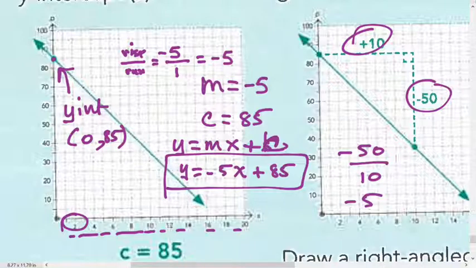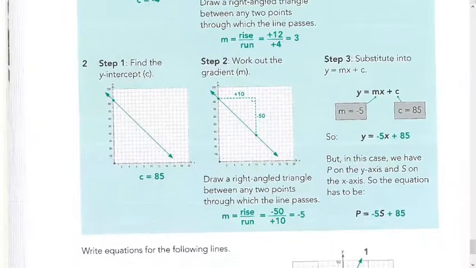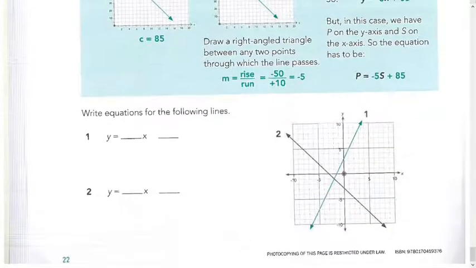Does everybody have that all written down? Because I'm about to push the button, which makes it go away, you know. I'll give you a second. All right, so, again, 2 pieces of information is all you need, then plug them in. So we're going to write the equations for the following lines.